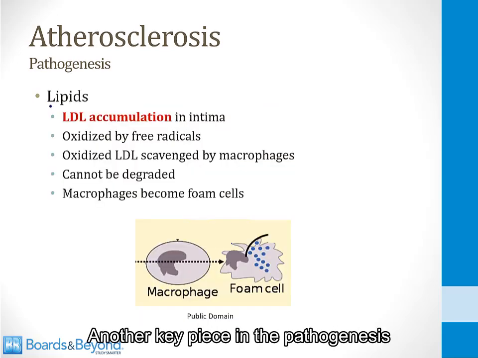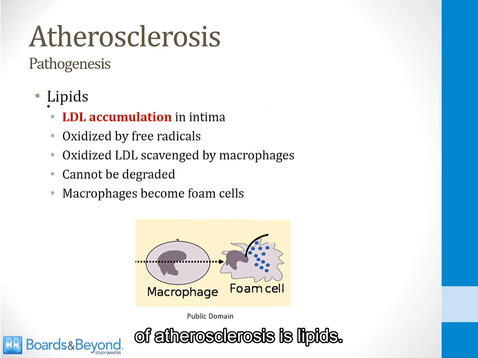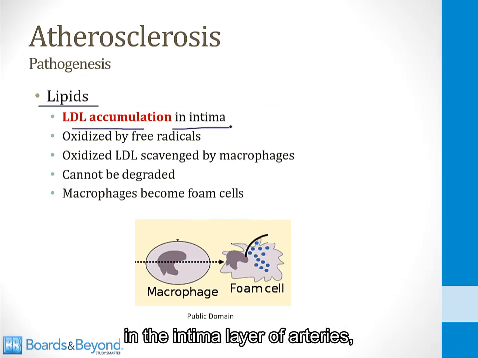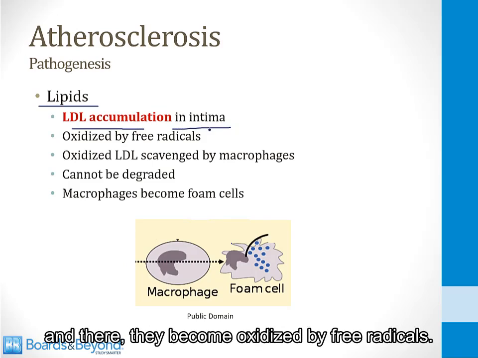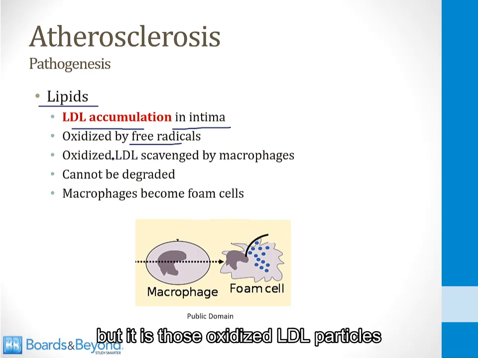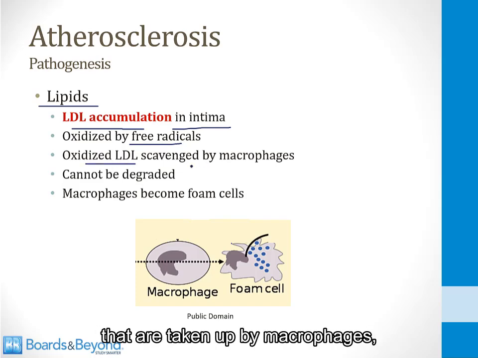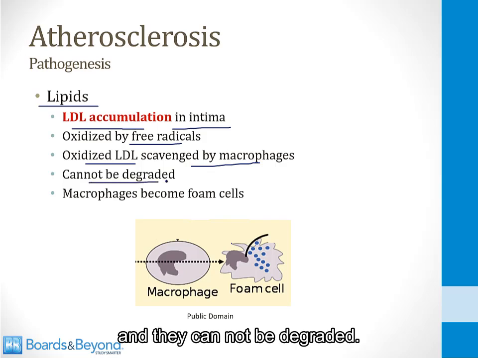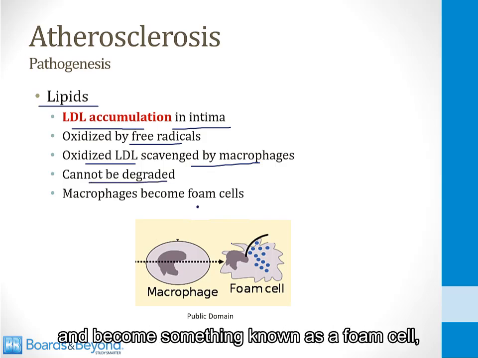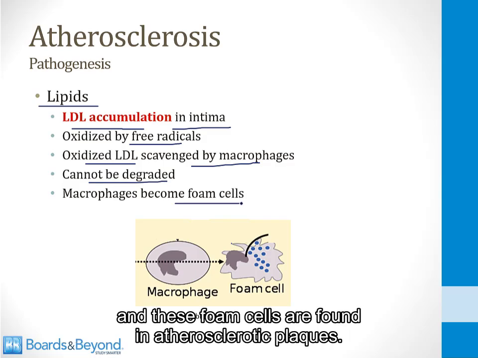Another key piece in the pathogenesis of atherosclerosis is lipids. LDL cholesterol particles accumulate in the intima layer of arteries, and there they become oxidized by free radicals. Exactly how this happens is incompletely understood. But it is those oxidized LDL particles that are taken up by macrophages, and they cannot be degraded. As a result, macrophages fill up with lipids and become something known as a foam cell, and these foam cells are found in atherosclerotic plaques.